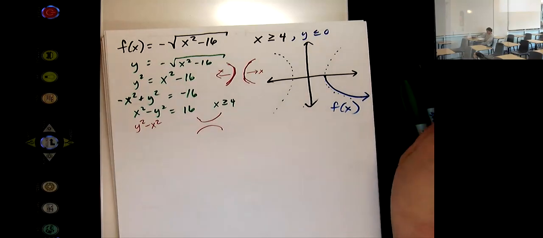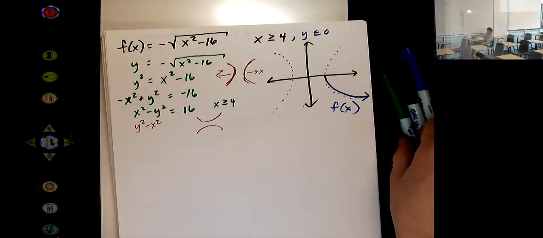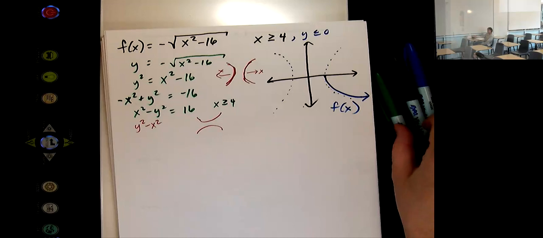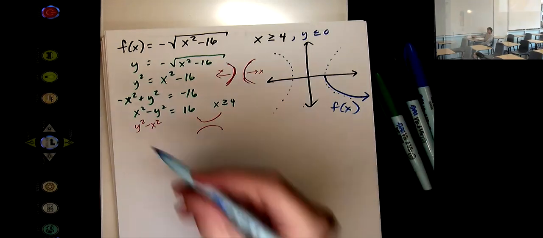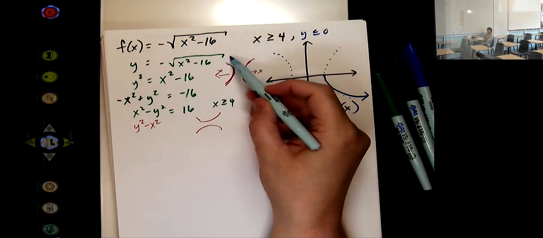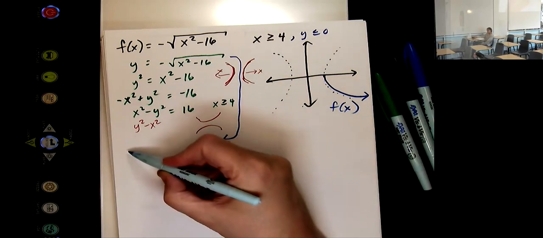So it does have an inverse. That was what we were looking for. Let's find it. We're going to start here, and we're going to do the swap route.